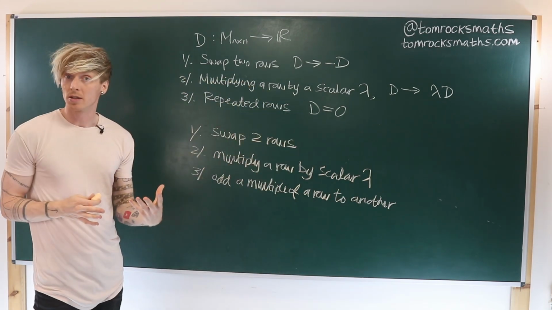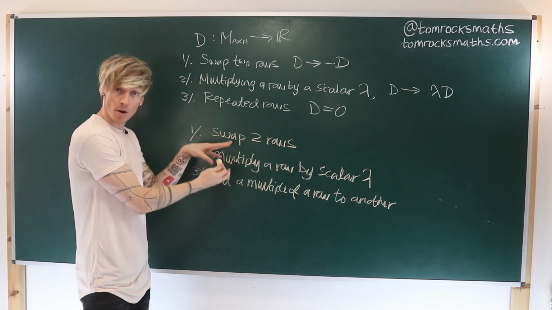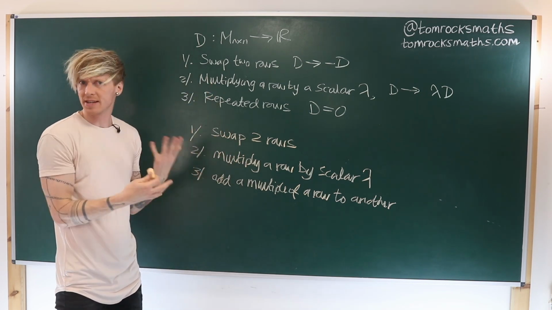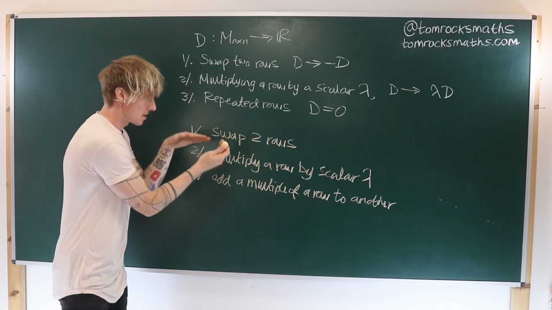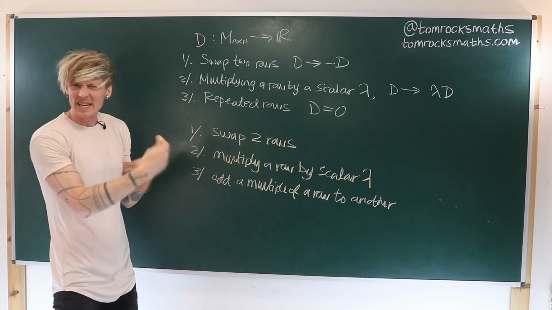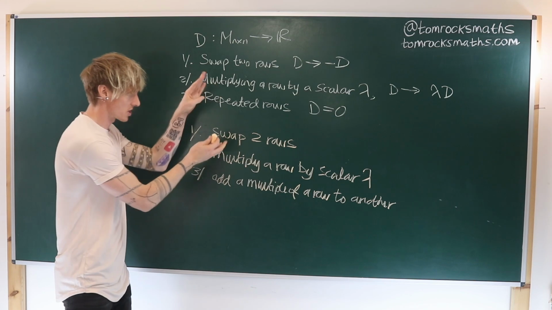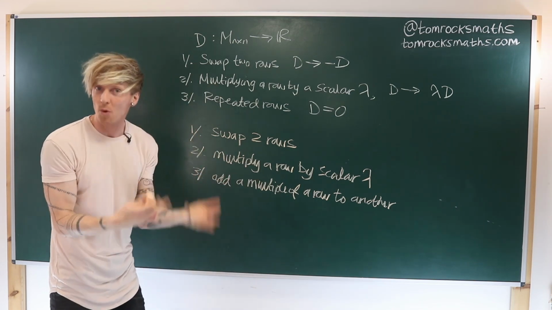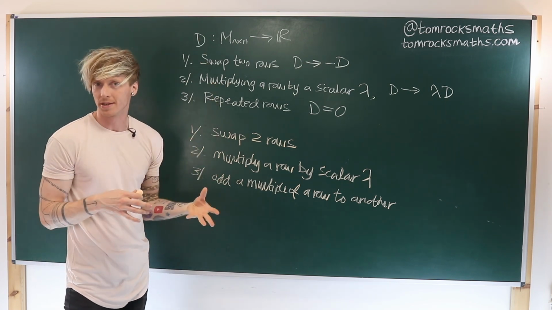Now, as I've mentioned, we want to do elementary row operations to our starting matrix that we're trying to find the determinant of. And so as we do these operations, we need to keep track of how the determinant is modified. Because if we're changing the matrix, we need to make sure we change the determinant in the same way so we know how to get back the original determinant that we wanted.